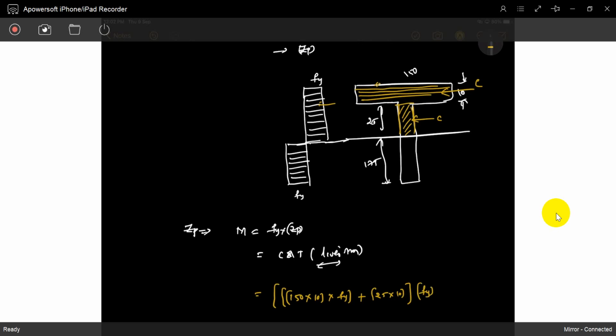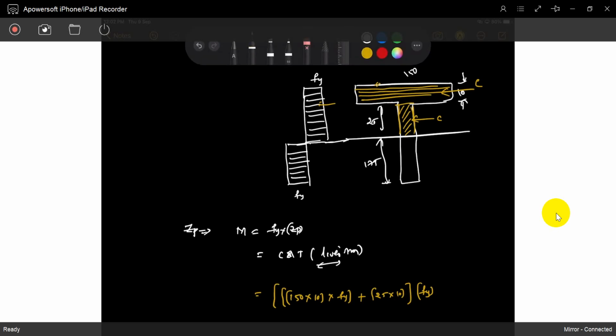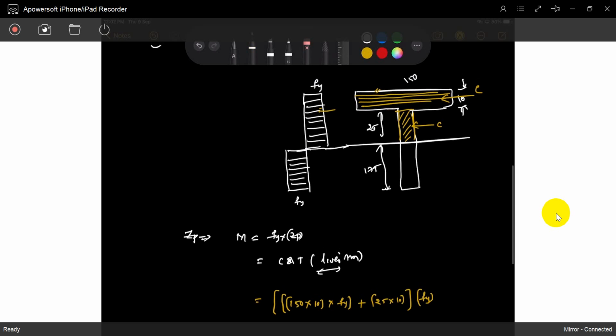What is the lever arm? This is the total compressive force. What is the lever arm? For the lever arm, you have to find the CG of the top area. This is a rectangle, but this area is different. You have to find the CG of this portion. Maybe the CG of this portion is like this.